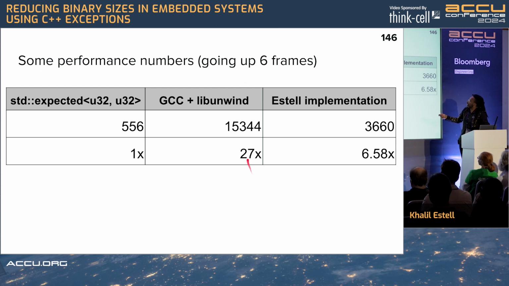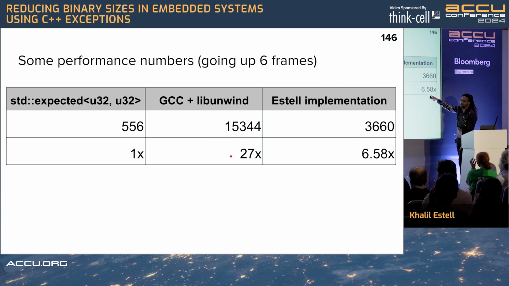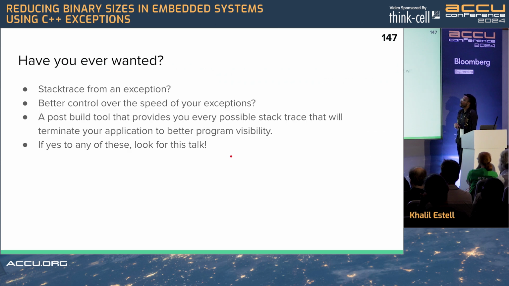Here's libunwind, 15,000 cycles. Oh, and I'm using this on an ARM chip that doesn't have any operating system or anything special like that, so I have a deterministic number of cycles. You'll always get the same number each time you run these tests. And then my implementation, 3,660. So I am 6.5 times slower than just propagating up, but I'm at least not 27 times as slow. I'm trying to get this down to around 2, so it feels like just propagating up the stack twice.